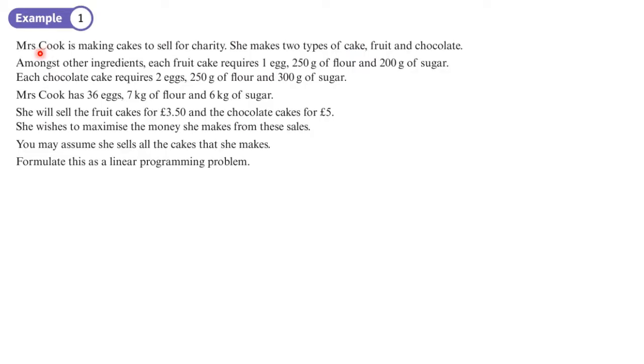Okay, so let's read through this information. Mrs. Cook is making cakes to sell for charity. She makes two types of cake, a fruit cake and a chocolate cake. So maybe we'll highlight that: fruit and chocolate, two types of cake. Amongst other ingredients, each fruit cake requires 1 egg, 250 grams of flour and 200 grams of sugar. Each chocolate cake requires 2 eggs, 250 grams of flour and 300 grams of sugar.